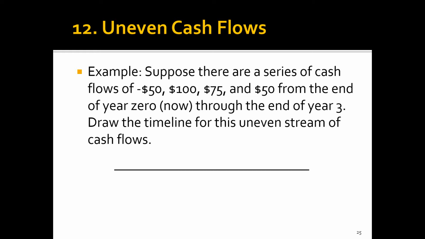So here's an example where we've got a series of cash flows and we're supposed to draw the timeline for the cash flows. So we have year 0 with a cash flow of minus 50, year 1 with 100, year 2 with 75, and year 3 with a cash flow of positive 50.